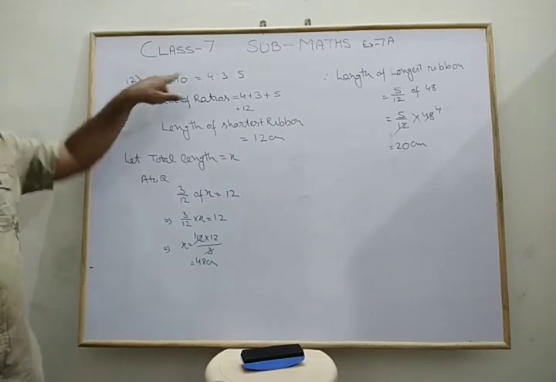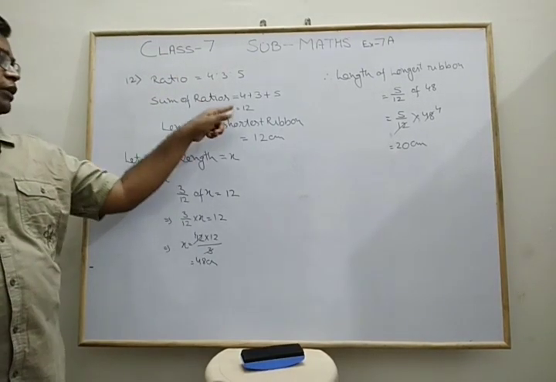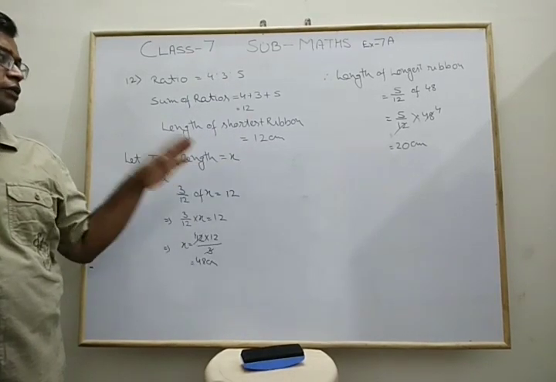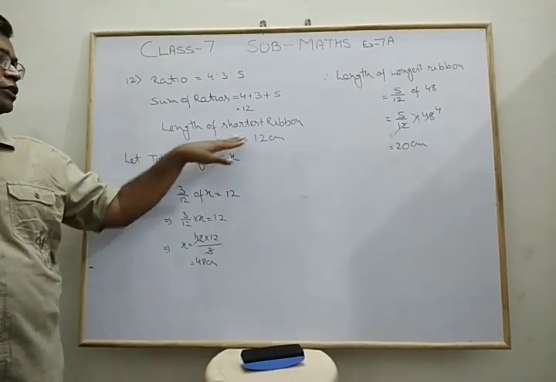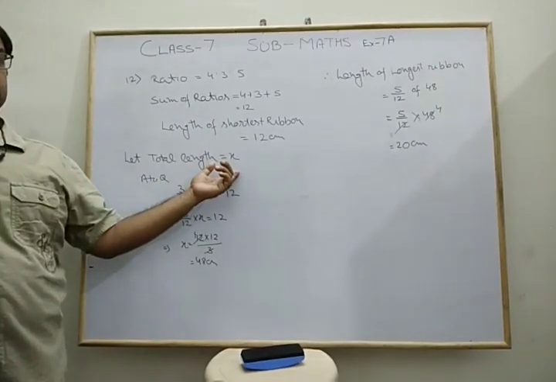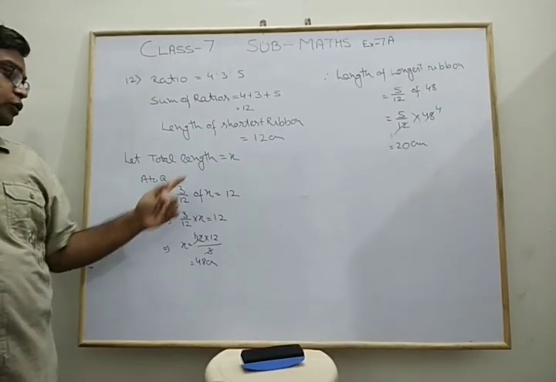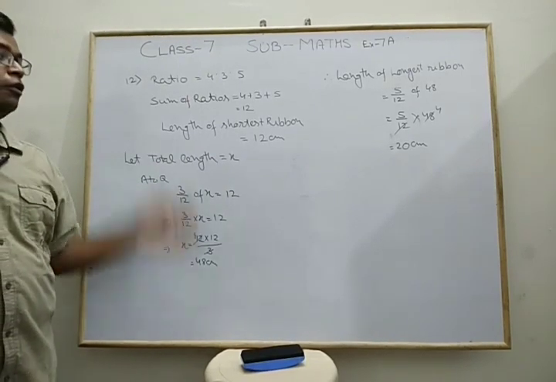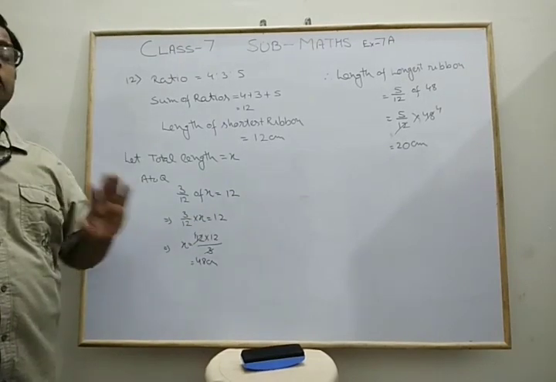First, when the ratio is given, we find the sum of the ratios. One length is given, maybe shortest, maybe longest. In this case we have the shortest. Let the total length be x. We must assume this to find the answer. We can solve in another method also, but this is the unique method, and we will follow this method.